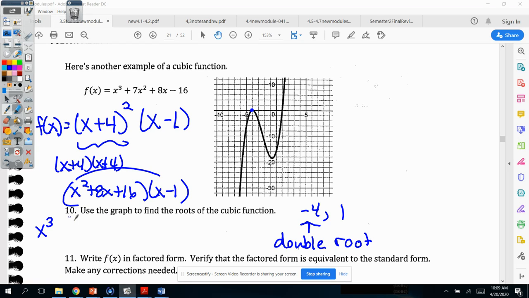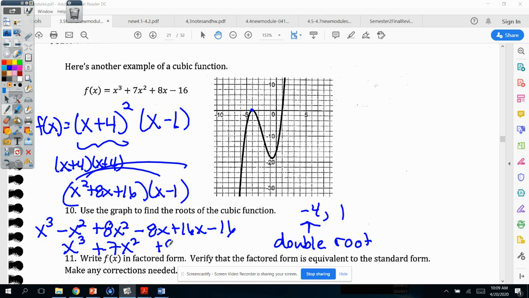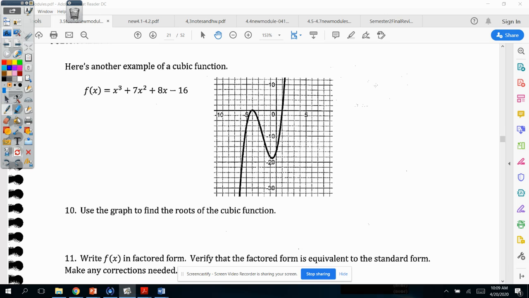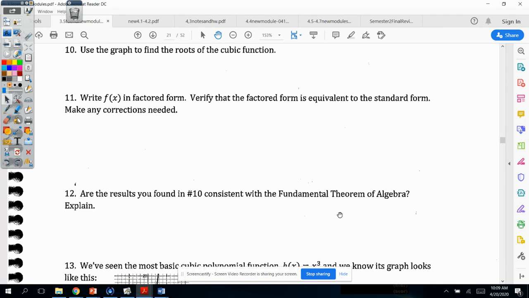X to the third minus x squared plus 8x squared minus 8x plus 16x minus 16 after I distribute all the pieces. Combine like terms, and we do get what we started with, x to the third plus 7x squared plus 8x minus 16. So I just jumped down and did number 11, even though you couldn't quite see the question there. Okay, is that consistent with the fundamental theorem of algebra? Yes, the degree was 3.